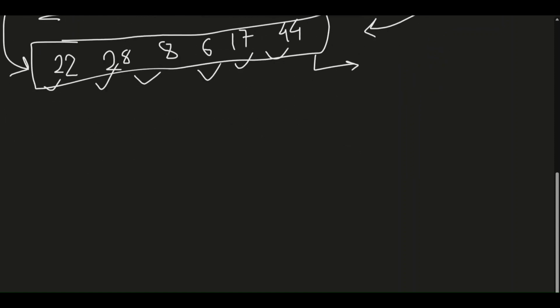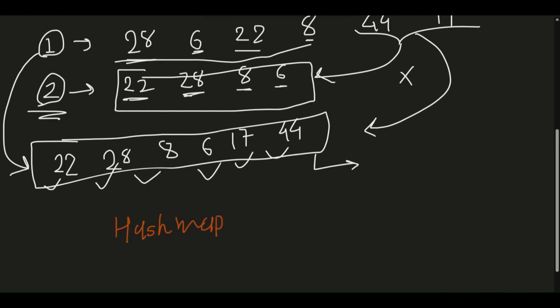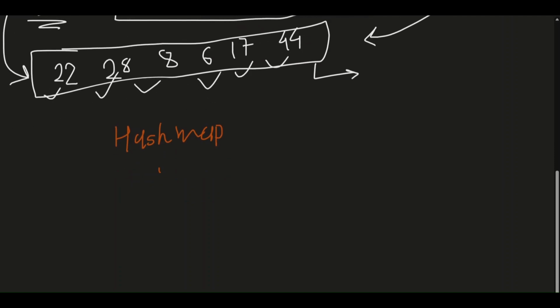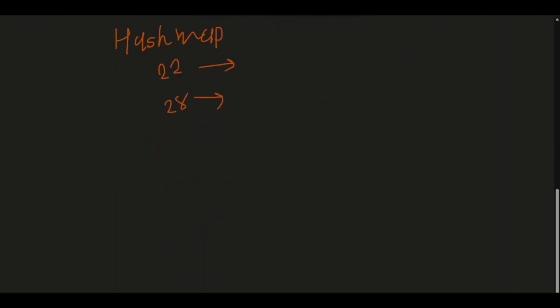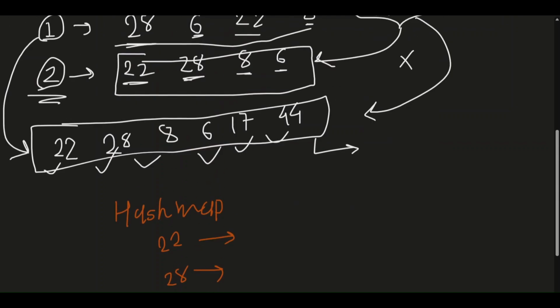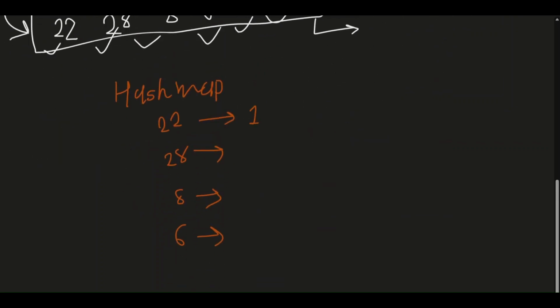So what we are doing is storing the order of the elements present in arr2. I will use a hash map to do this. In the hash map, I will simply store every element of arr2: 22 I will map to 1, 28 I will map to 2, 8 I will map to 3, and 6 I will map to 4.